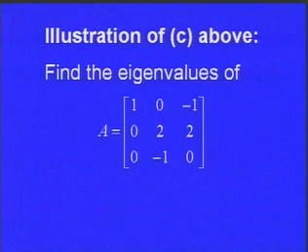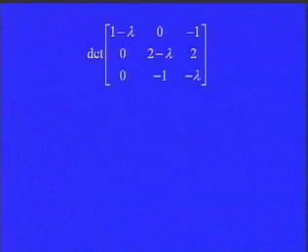Let's look at an illustration of that one. Coupled with that is an example where we find the eigenvalues of a 3×3 matrix. So I have a 3×3 matrix of 1, 0, -1 in the first row, 0, 2, 2 in the second row. Third row, 0, -1, 0. And I want to find eigenvalues. So just like all the other examples, I want to do A minus lambda I and take the determinant of it.